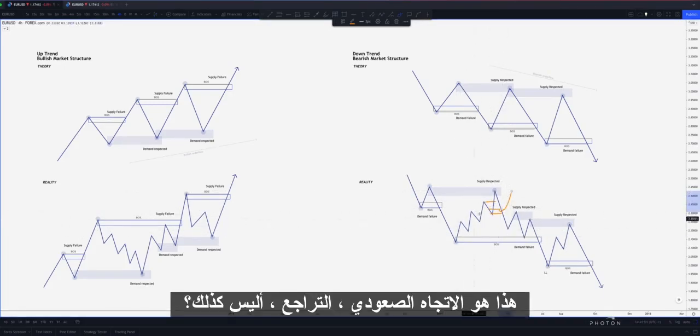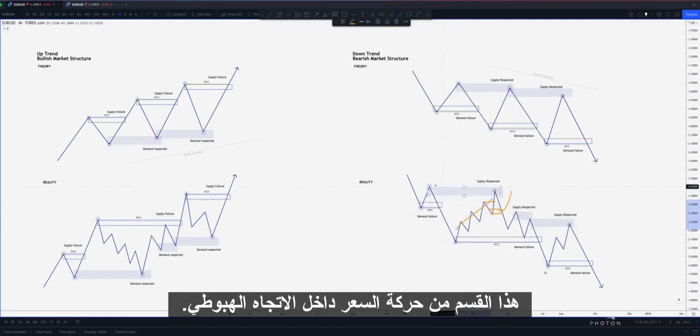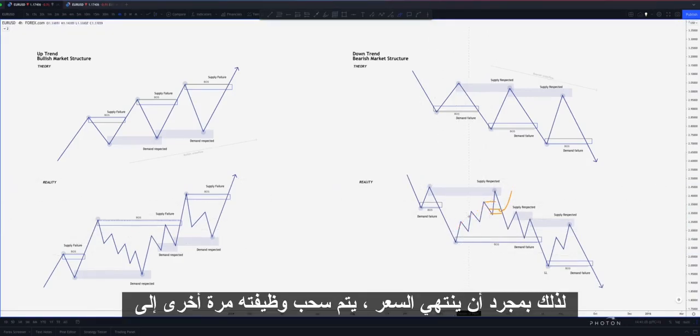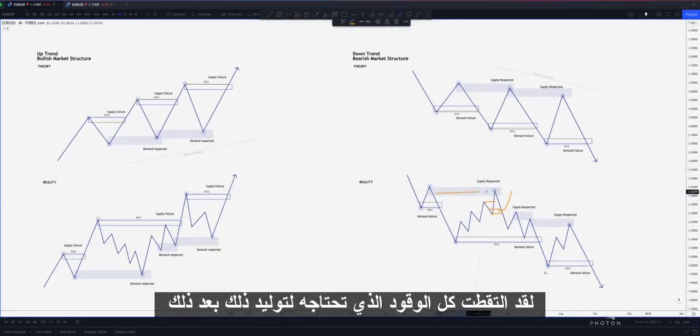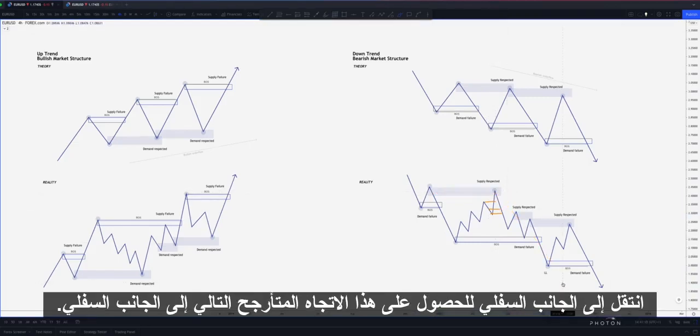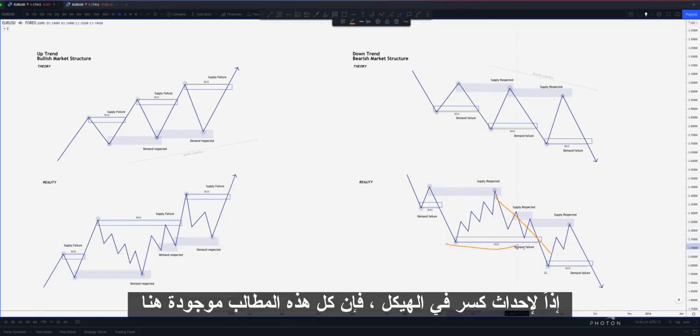That is a bullish pullback, right? This section of price action within the bearish trend. So once price has done its job, it's pulled back up into the premium, it's mitigated the strong supply zone, right? It's picked up all the fuel that it needs to then generate that next move to the downside, to get that next swing trend to the downside, right? To cause that break of structure.